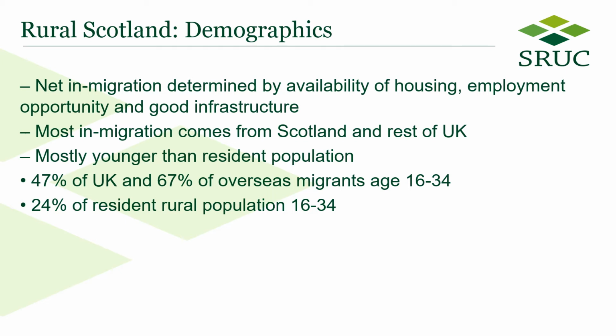47% in Scotland of people who come to Scotland are from the UK, and 67% of overseas migrants are ages 16 to 34. But this contrasts significantly with the fact that statistically 24% of the resident rural population is 16 to 34. So while we're getting large numbers of 16 to 34-year-olds coming into the country, not a lot of them are going to the rural areas.